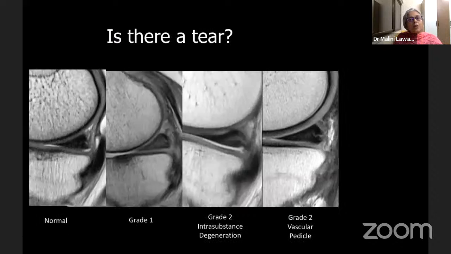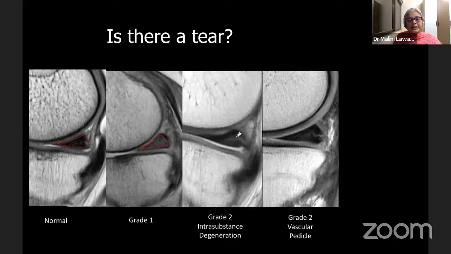So having looked at how a meniscus is seen on a normal scan, let's look at abnormalities. So the question is, is there a tear? A normal meniscus, we already discussed, looks like a dark triangle like this because it is normal fibrocartilage. There is not much place for the water molecules, the hydrogen protons, to move around. If you start seeing globular hyperintense signal, that is grade 1 signal, which is intrasubstance degeneration.